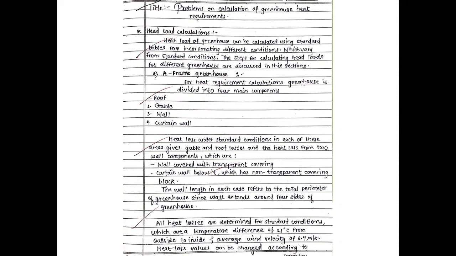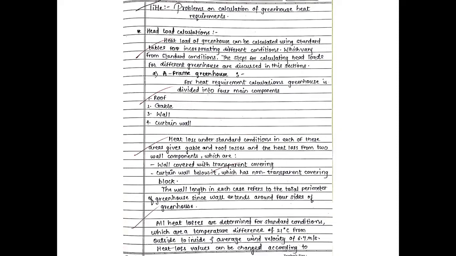Heat load of greenhouse can be calculated using standard tables for incorporating different conditions which vary from standard conditions. The steps for calculating heat loads for different greenhouses are discussed in these sections. First, A-frame greenhouse. For heat requirement calculations, greenhouse is divided into four main components. First is roof, gable, wall, and curtain wall.